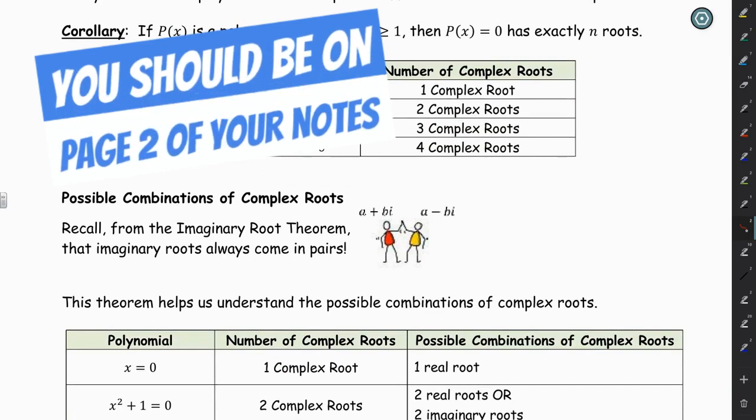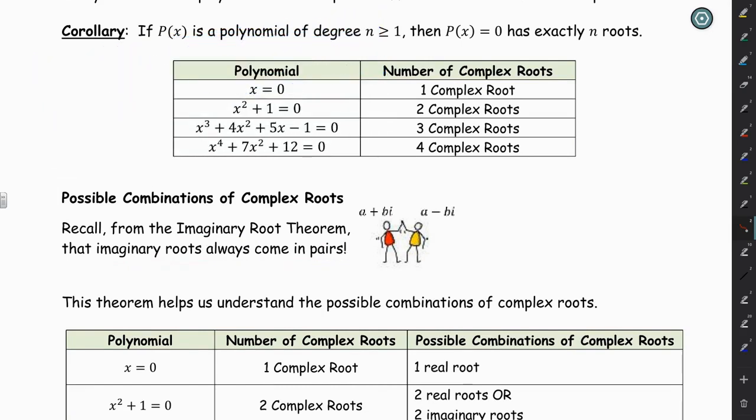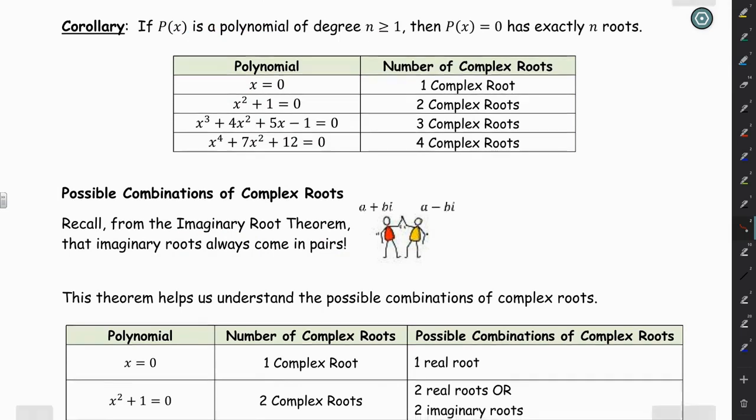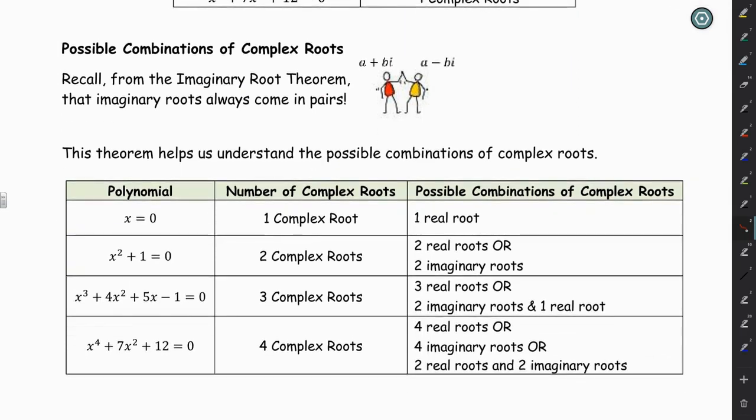Now, possible combinations of complex roots. Recall from the imaginary root theorem that imaginary roots always come in pairs. So we need to keep that in mind when we examine what types of roots we could have for each kind of polynomial. Let's look at this table.